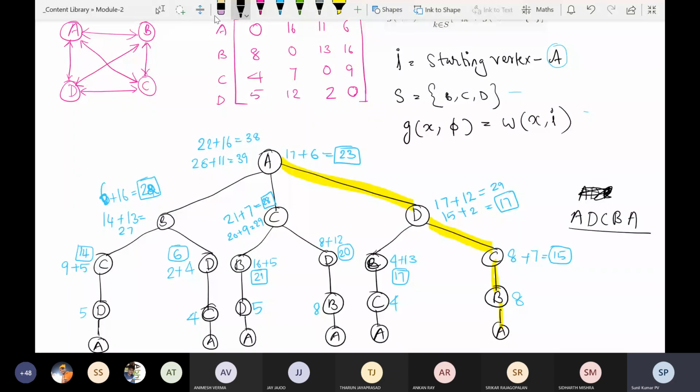And what is the cost of the path? It is equal to 23. We already got it. And if you are doubtful, you can compute it again. What is A to D? What is D to C? What is C to B? And B to A? If you add up, you will get the cost. A to D is 6. D to C is 2. C to B is 7. And B to A is 8. If you add these, I guess we will get 23. If you want, you can add.